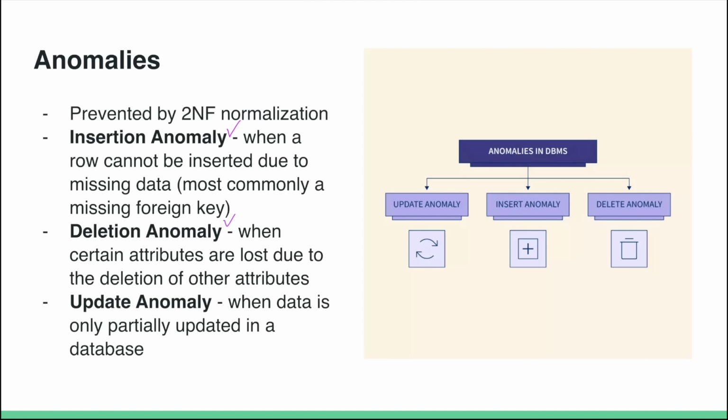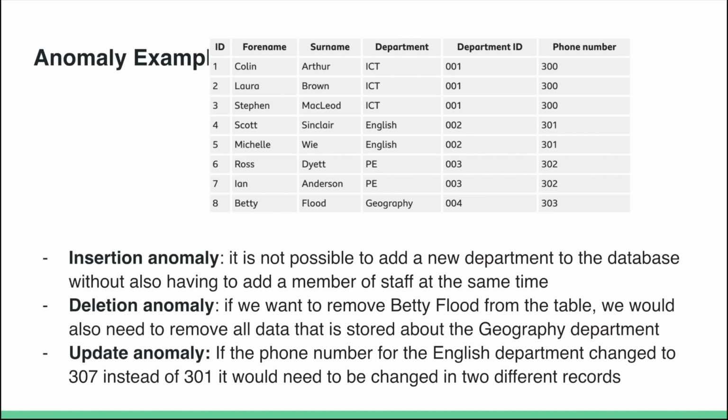Let's look at some examples to highlight what that is, because these are just the dictionary definitions, and I want to show you in more depth what each of these anomalies means. Right here we have a database of teachers and the departments in which they work, along with their phone numbers. An insertion anomaly in this case is connected to the fact that we can't add a new department without also adding a member of staff, right?